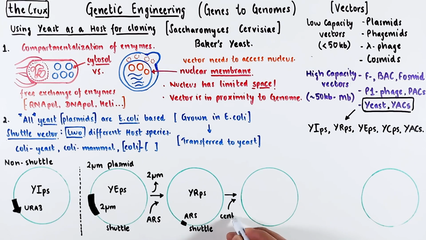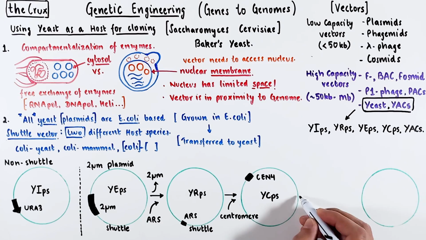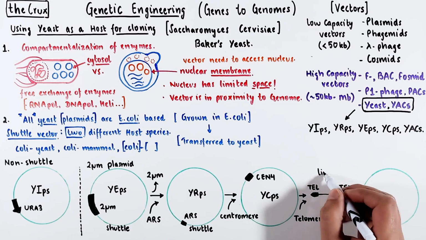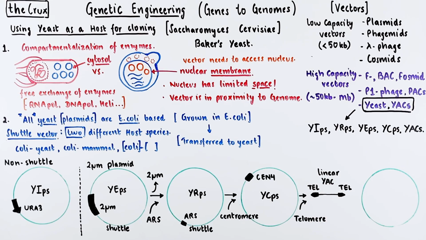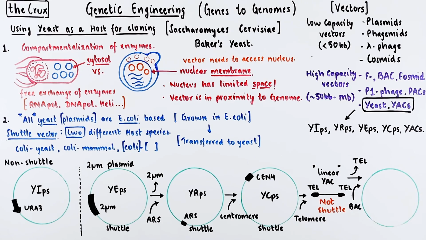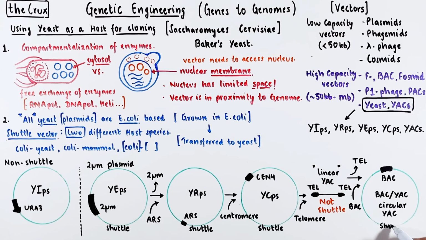To the replicating plasmids, you can add a centromere, and these are now yeast centromere plasmids. If you add telomeres to the centromere plasmids and linearize them, you obtain a linear yeast artificial chromosome. While centromere plasmids are shuttle vectors, linear YACs, because they're linear, are not shuttle vectors. From the linear YAC, you can take away the telomeres and add back components. This results in a bacterial YAC hybrid or a circular YAC, which is a shuttle class vector.